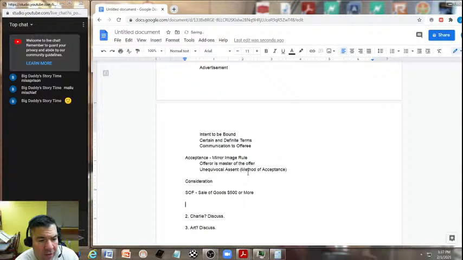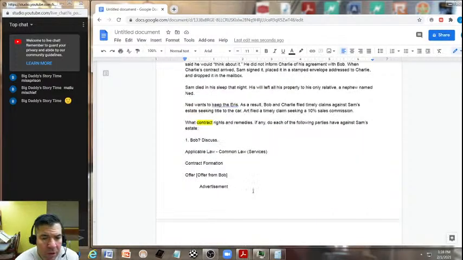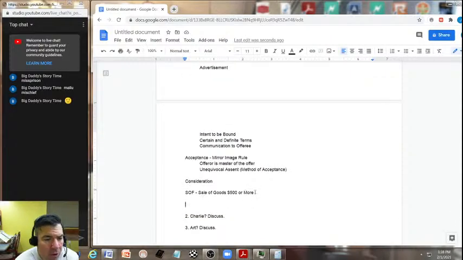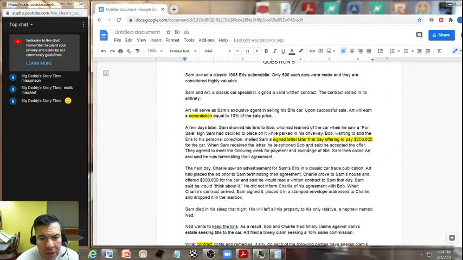Remember, the argument as to whether or not it was in writing, but remember the agreement to meet. The argument could be made that the statute of frauds may bar enforcement. We'll hold off on that discussion here for a minute. But the argument could be made that the writing that was contained in the signed letter may suffice for the writing. Well, that might be a workaround argument. Okay, now they agreed to meet the following week for payment and exchange of title. Now Sam then called Art and said he was terminating their agreement.